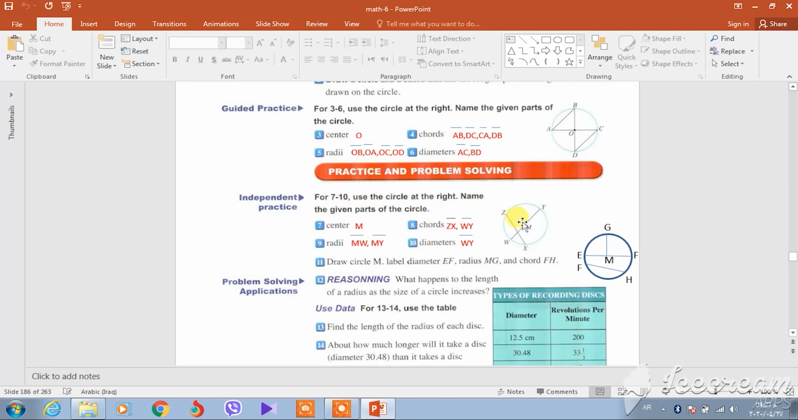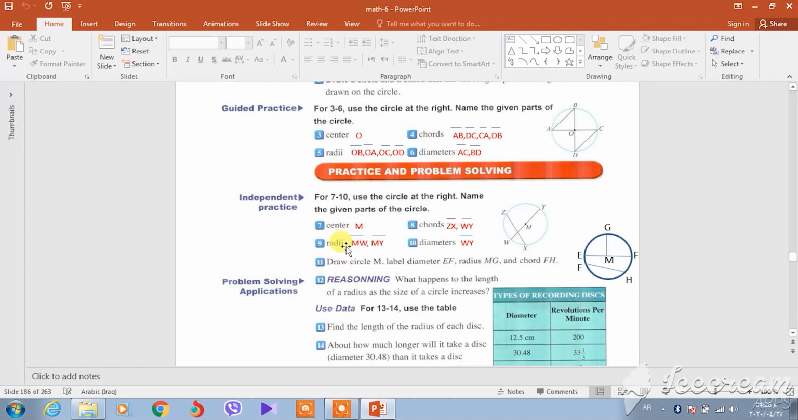And we have questions 7 to 10. Use the circle at the right also. Name the given parts of the circle. Which point is the center of the circle? Point M is the center point. And what about the chords? How many chords do we have? Line segment ZX is a chord, and line segment YW or WY is also a chord. So line segment ZX and line segment WY are the chords.